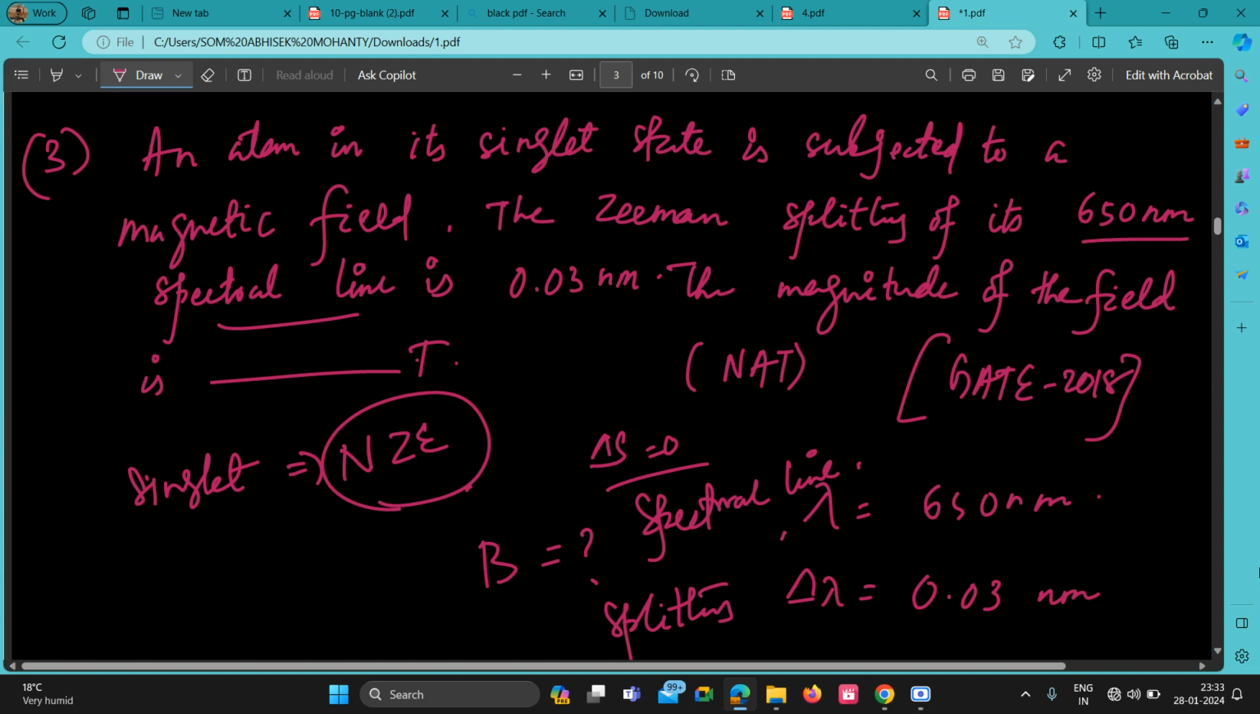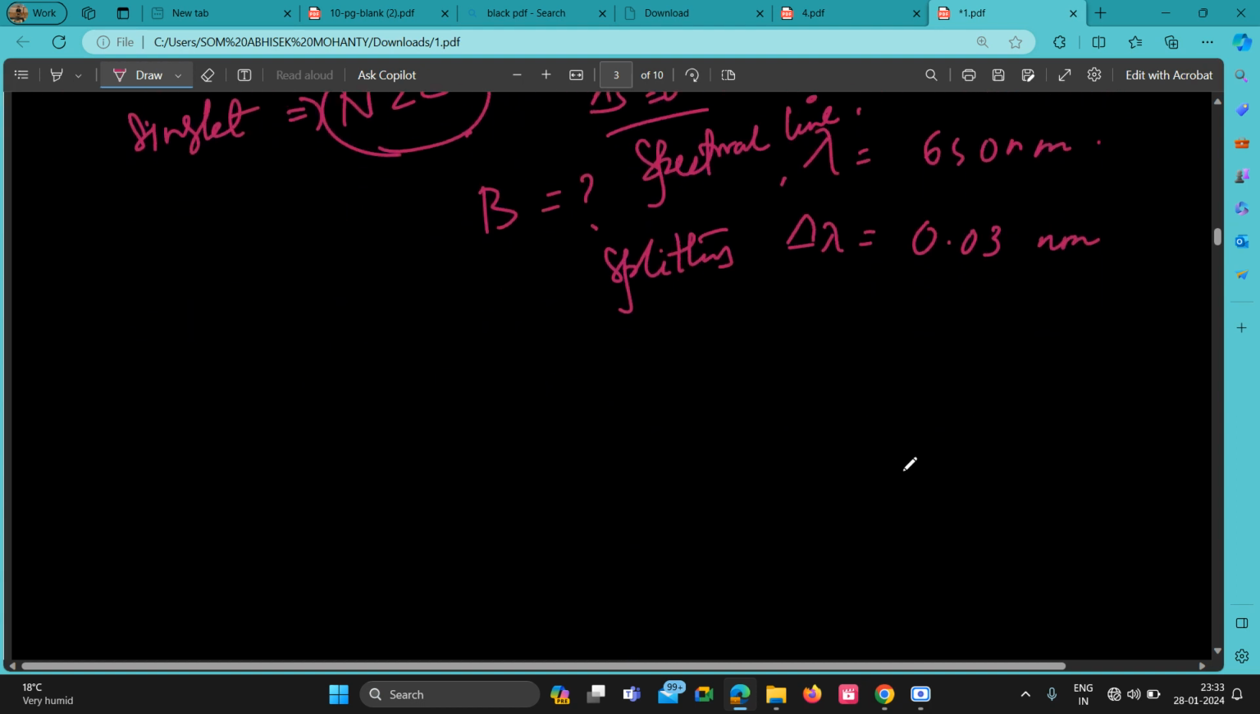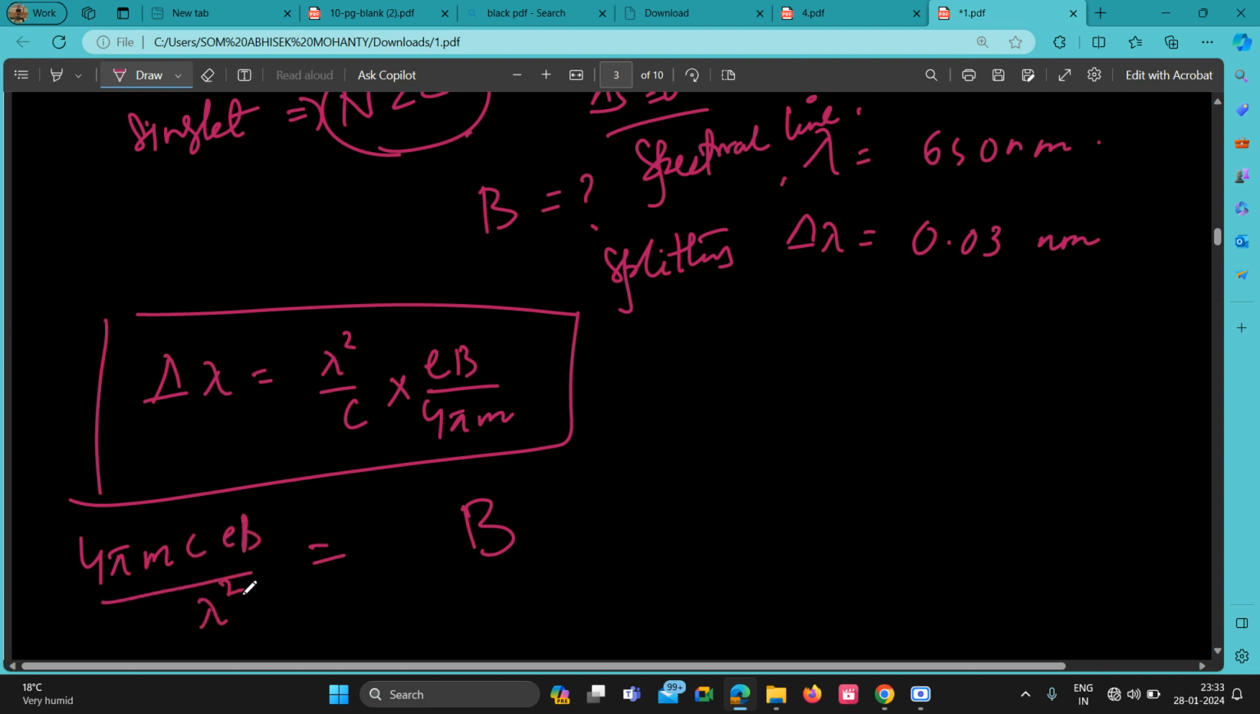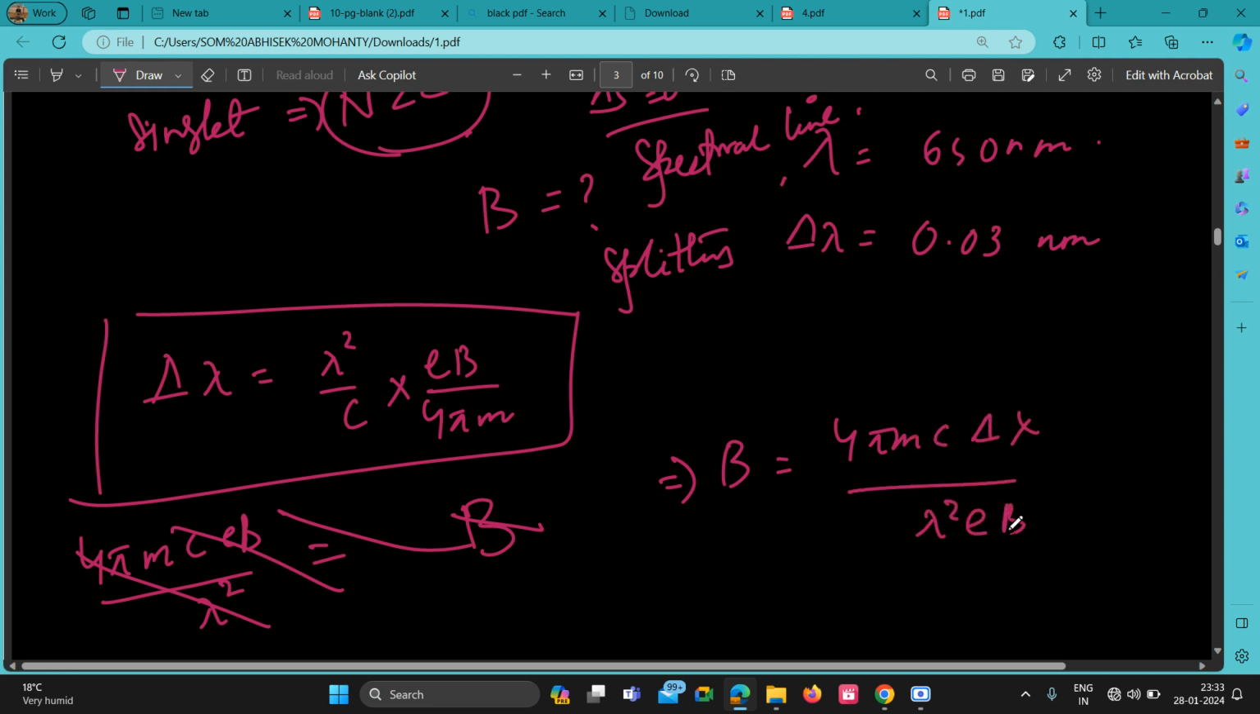Okay. So, if you can, what is the formula for it? Del lambda is equal to lambda square by c ev by 4 pi m. That is the formula, and I hope you remember it. It's very important, and we need to calculate B. So if I keep B on this side and everything on that side, B is equal to 4 pi m c del lambda by lambda square e. Yeah, that will be the formula.